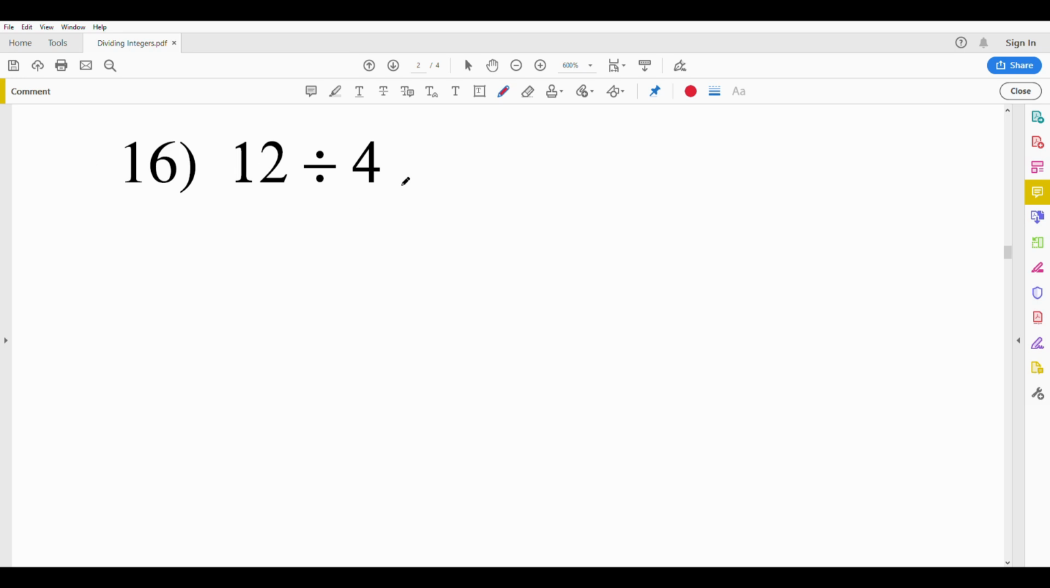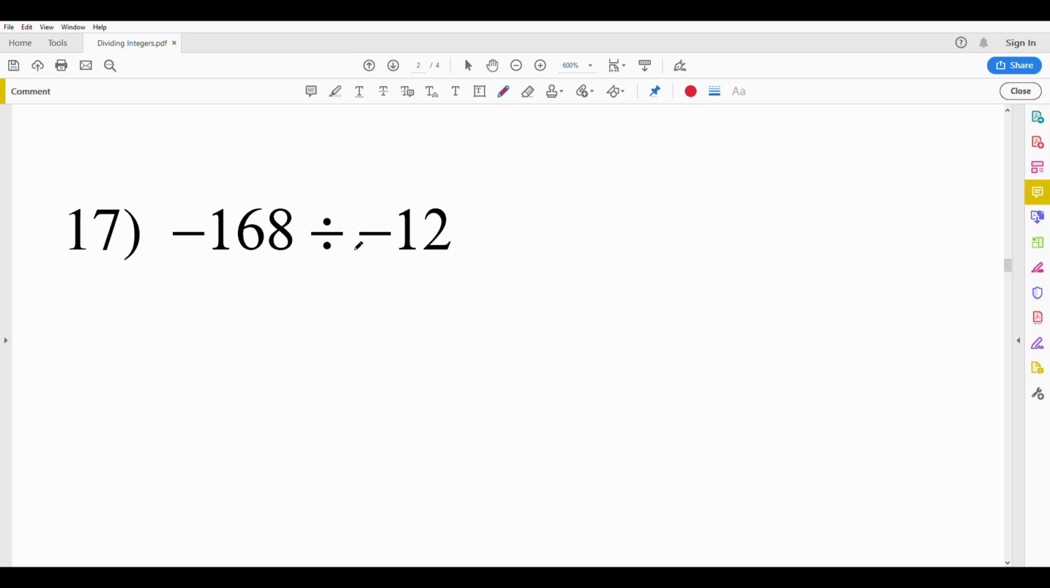On to number 16. We have a positive divided by a positive, which we've been dealing with positive numbers for a few years now. And a positive divided by a positive is always positive. So 12 divided by 4 is 3. So positive 3 is our solution in number 16.